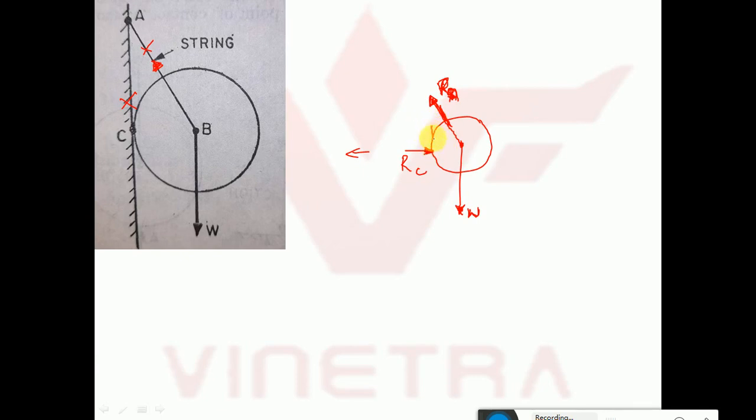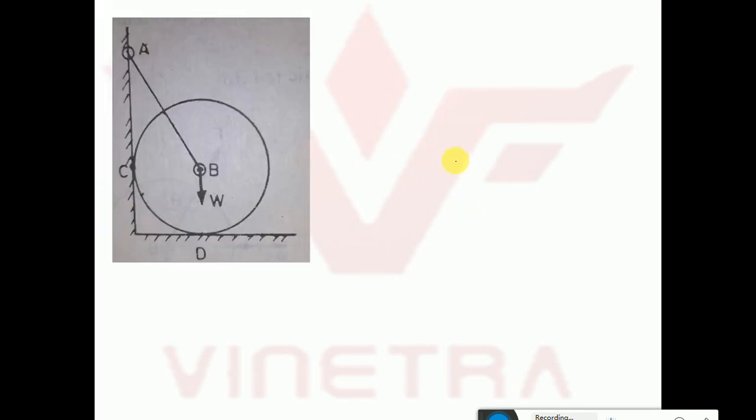So see here, one more thing. This RC is acting exactly perpendicular to the tangent drawn at this point. So remember this also, so that in solving the problem we will use it to find the angles and all those things. These are most important. So at this support, it is making an angle of 90 degrees with the tangent drawn here, or with the support. Now let us take one more example.